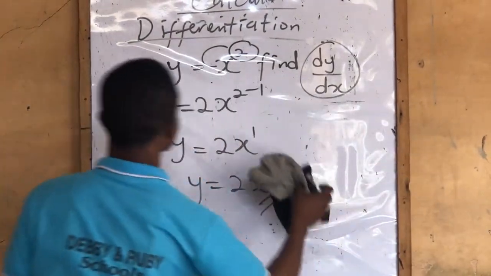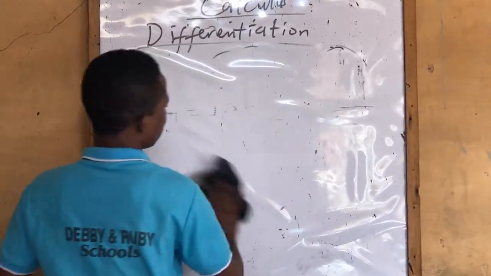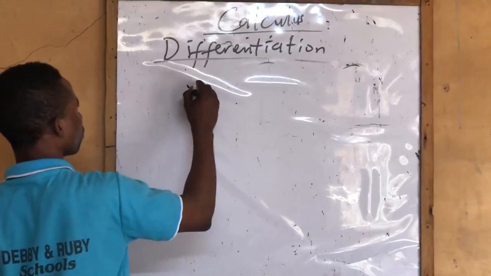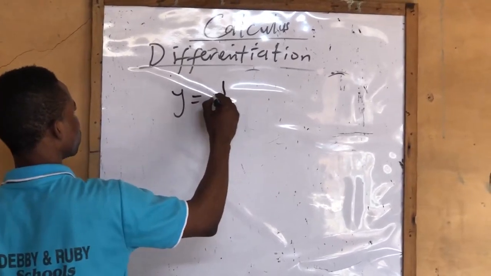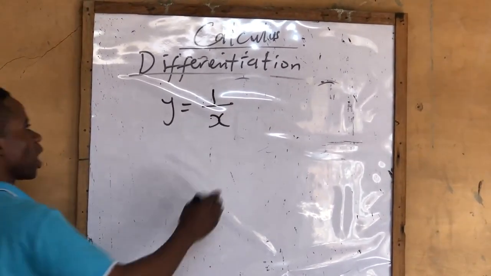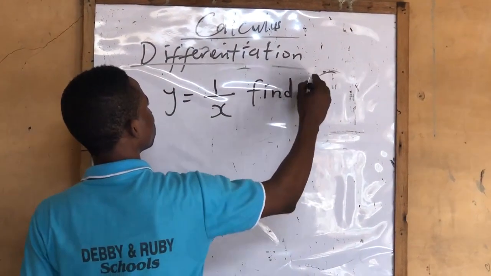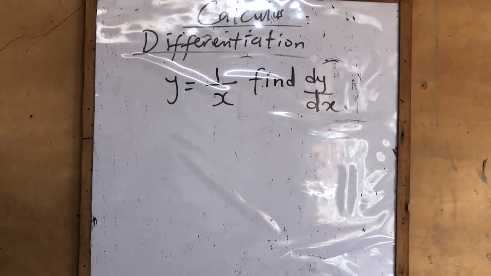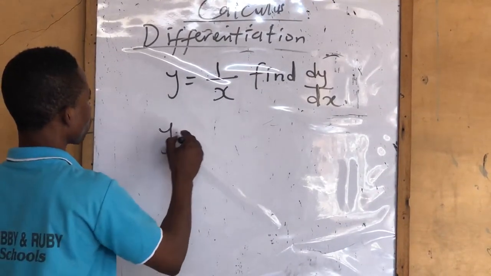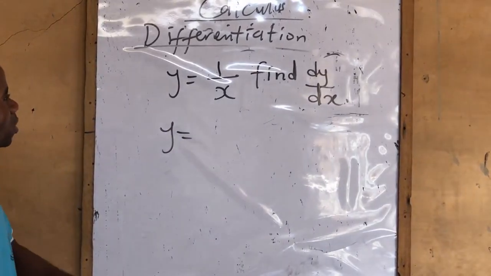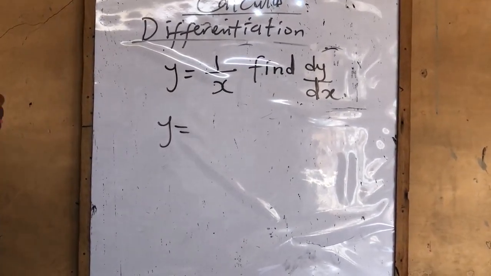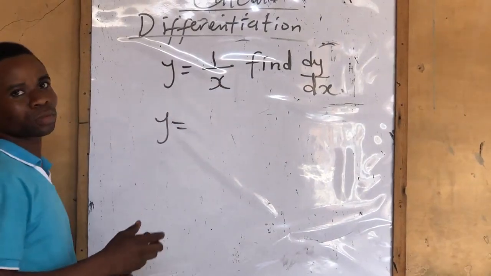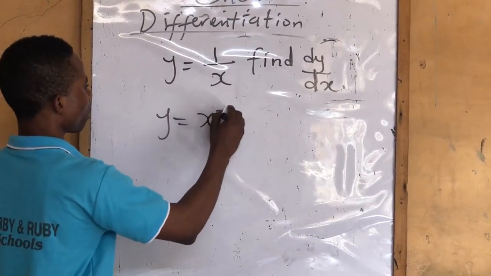Now let's take another one. I'm trying to start from the simple to complex. If they give me something like this, y equals 1 all over x, and they ask me to find dy dx, how will I do it? If I want to differentiate something like this, 1 all over x, it is advisable for you to bring the x up. When you bring the x up, it will become x raised to power minus 1.